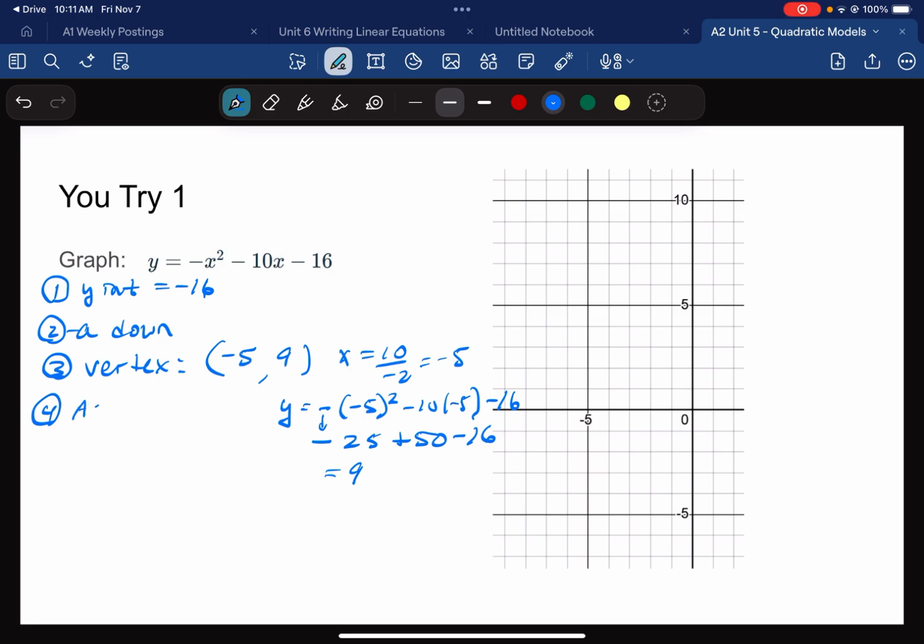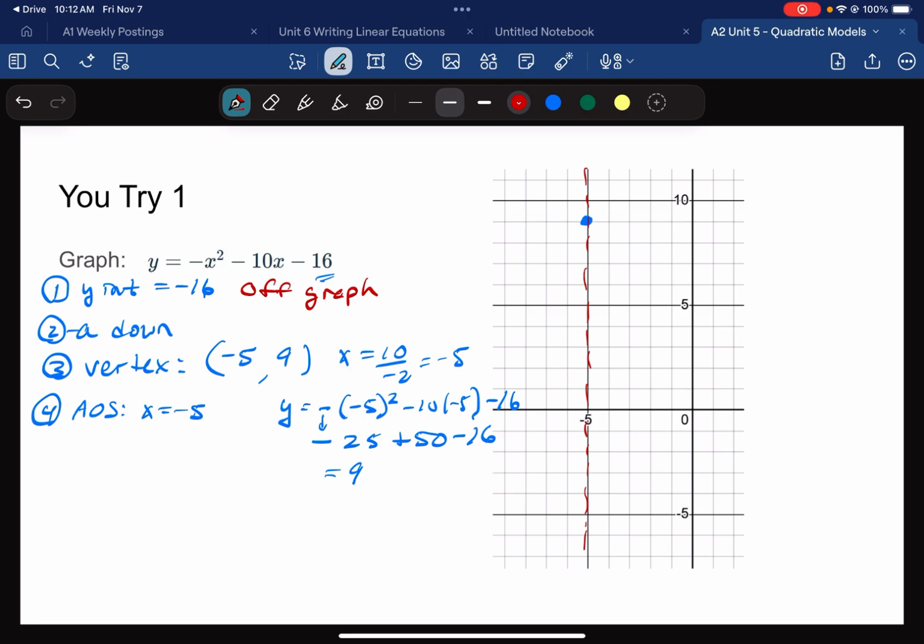For the axis of symmetry, x equals negative 5. Let's plot some stuff. So negative 16, oh, can't plot it. It's off my graph. So I'll have to come up with some other points then, won't I? Okay. So vertex, negative 5, 9 is right there. That's good. Dotted line down through there.